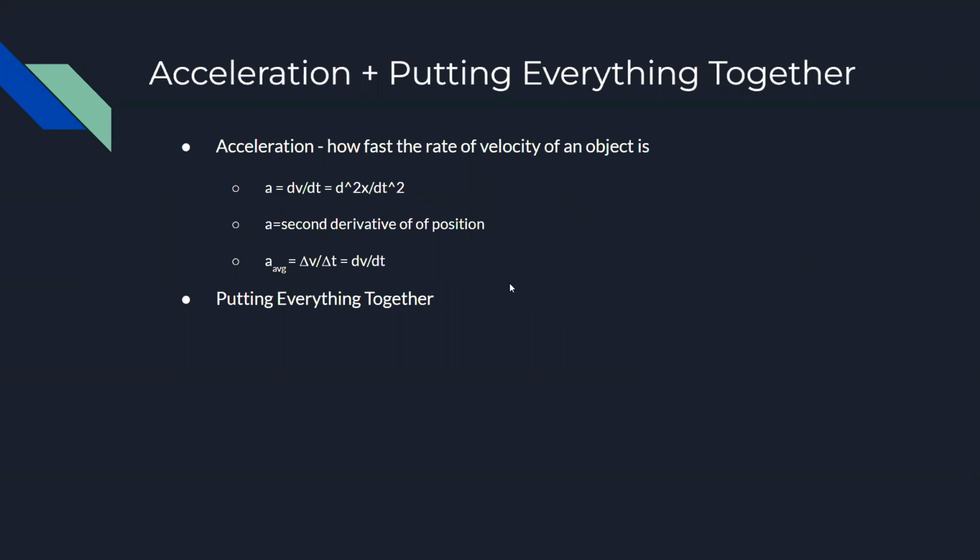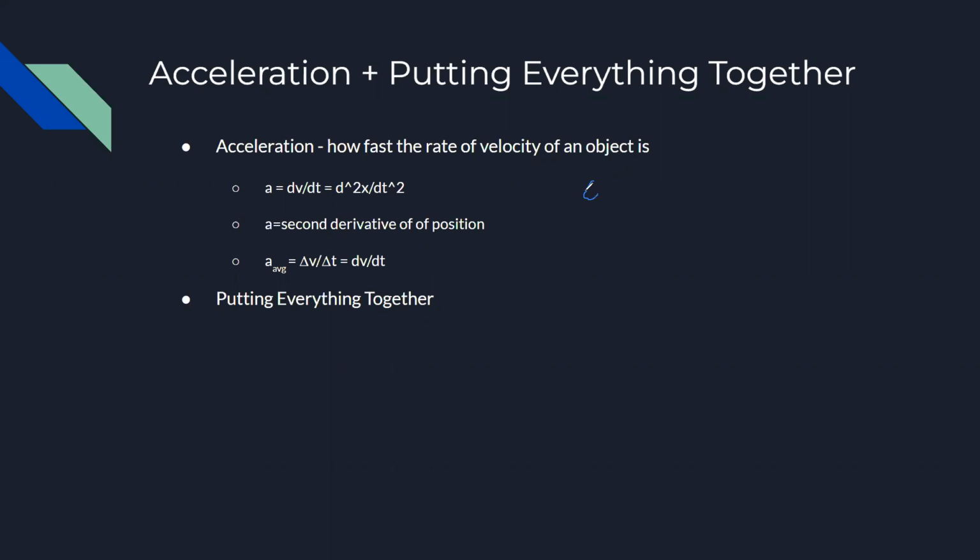So now let's go into acceleration and just put everything together. Acceleration is basically how fast the rate of velocity of an object changes. It's a little bit confusing, but it basically denotes how fast something is accelerating. For example, let's say a Tesla can accelerate from 0 to 60 miles per hour, my bad, in around 3 seconds. So acceleration is basically finding how fast it goes from 0 to 60.